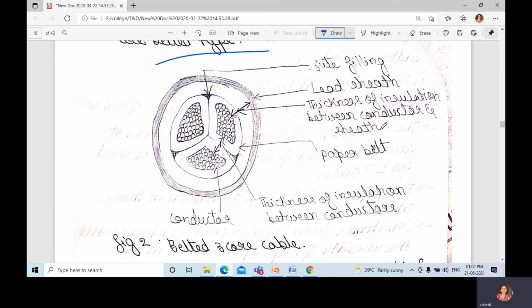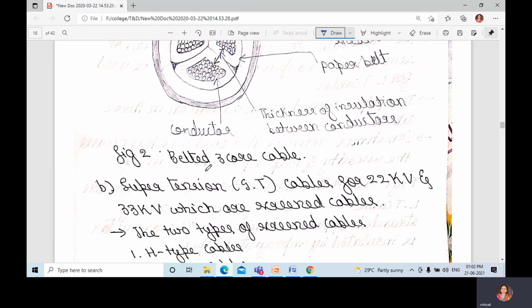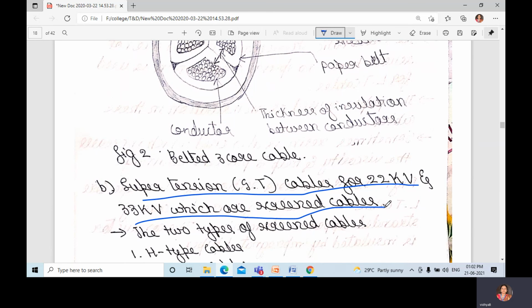The thickness of insulation between conductor and sheath. This is the lead sheath and this is the jute filling. This is a paper belt, and this is the thickness, the difference in thickness of insulation between conductor and sheath. Belted three-core cable. Next are the super tension cables for 22 kV and 33 kV, which are screened cables.